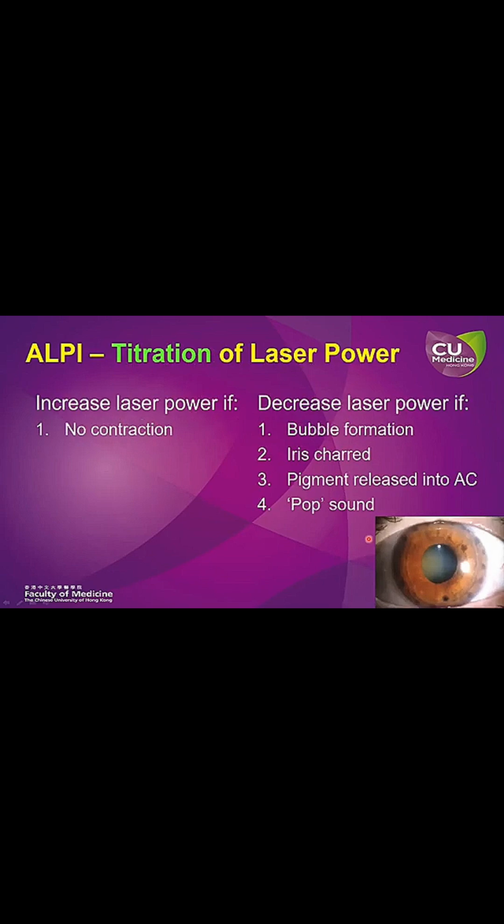You have also got to titrate the laser power against what you see at the slit lamp. If there is no iris stromal contraction, you increase the laser power. Whereas if there is bubble formation, iris charring, pigment release, or if you hear a pop sound, then you decrease the laser power.